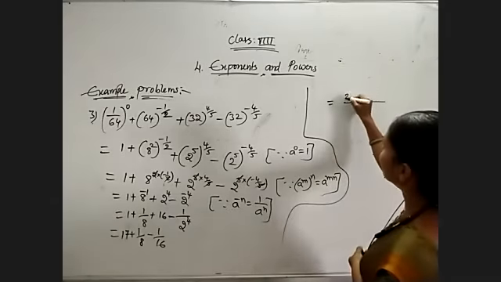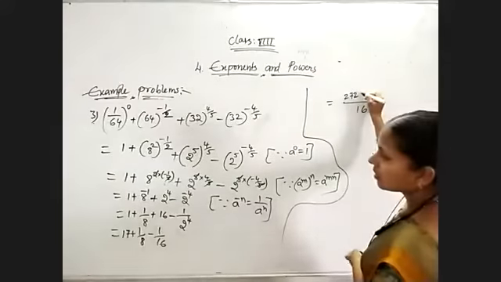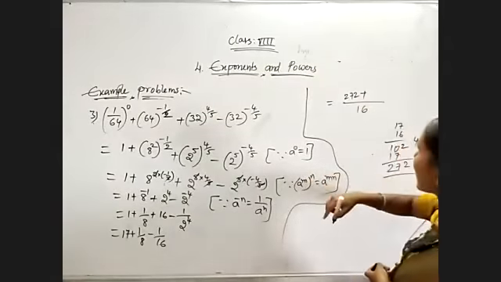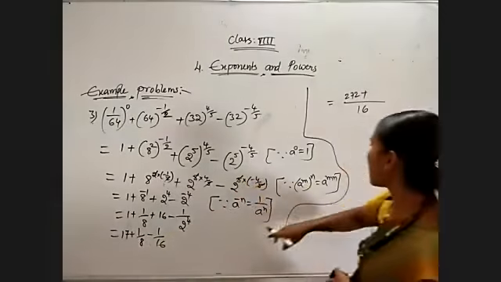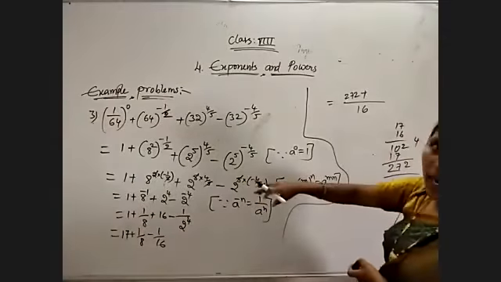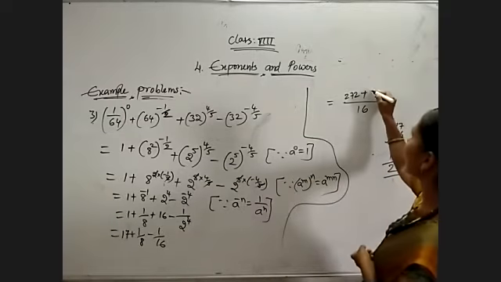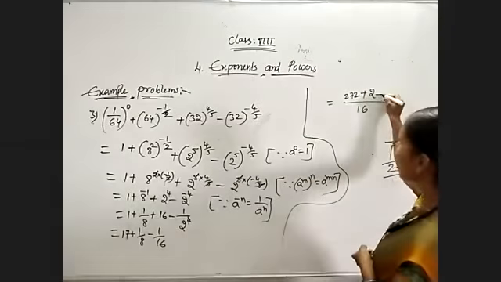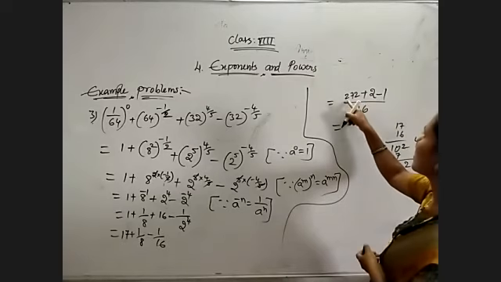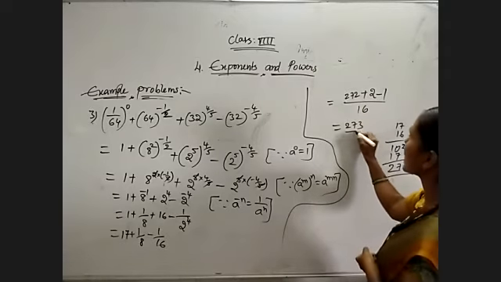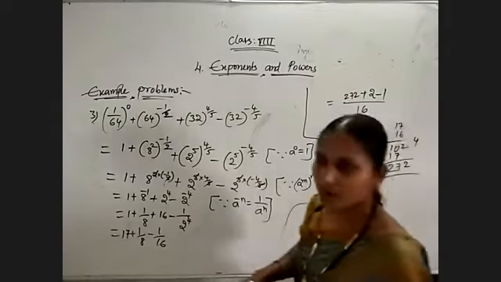272 plus 8. For the second fraction, I have 8. So in the 8 table, 8 2s are 16, and the numerator is 1 itself. So 2 1s are 2, that's all, and 1. 2 minus 1 is 1. So 273 by 16 is the required value.